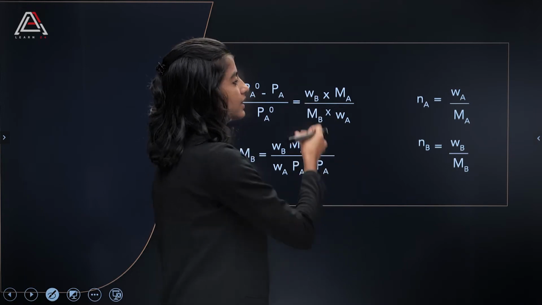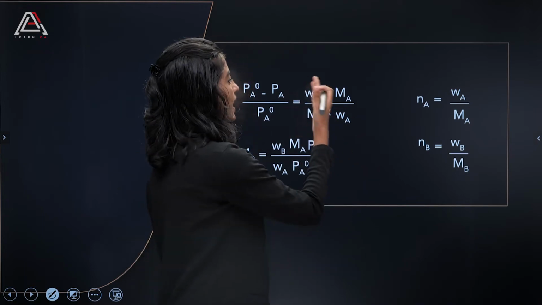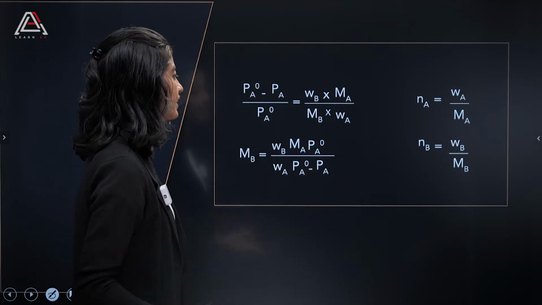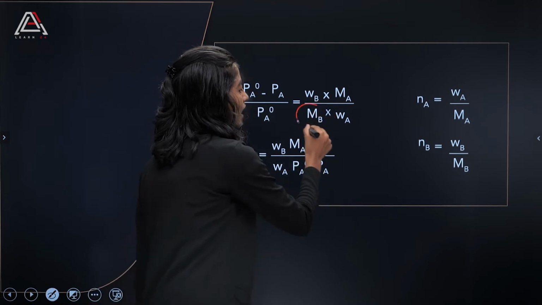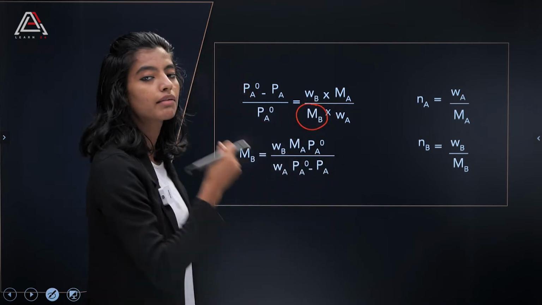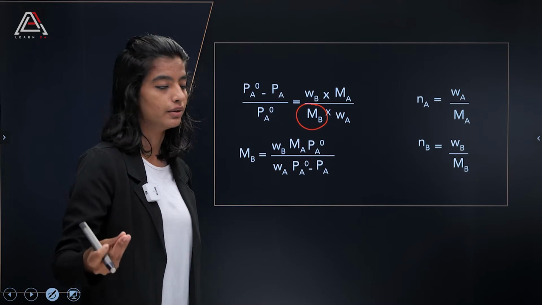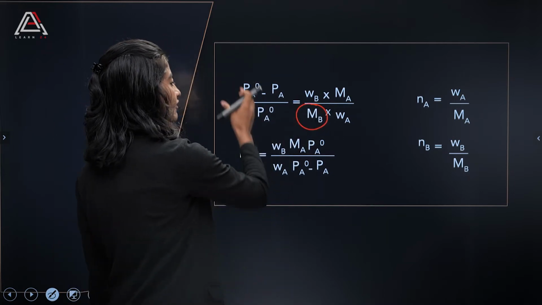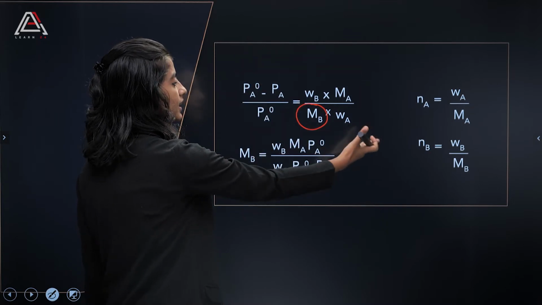WA and WB is the given mass, and MA and MB are the molar mass of A and B respectively. Then I have to know the value of MB, that is the molar mass of solute. In order to get that, I took this on the left hand side and the rest of the things on the right hand side.